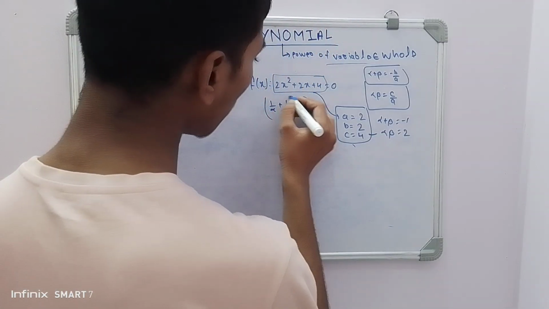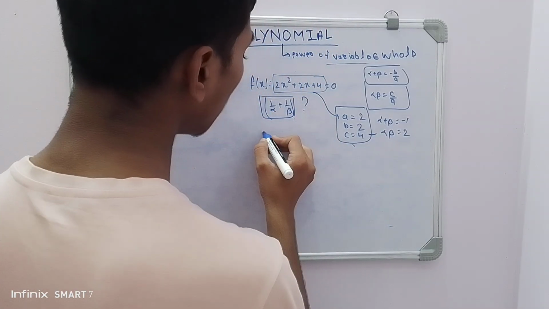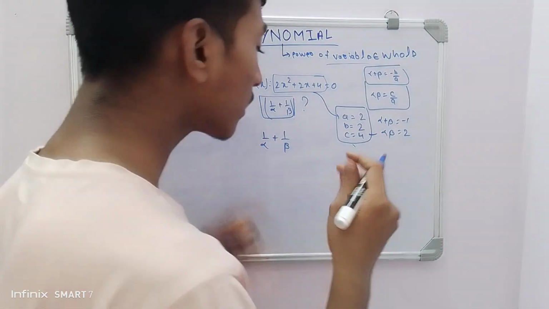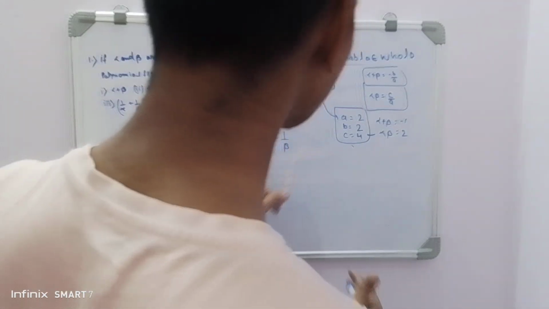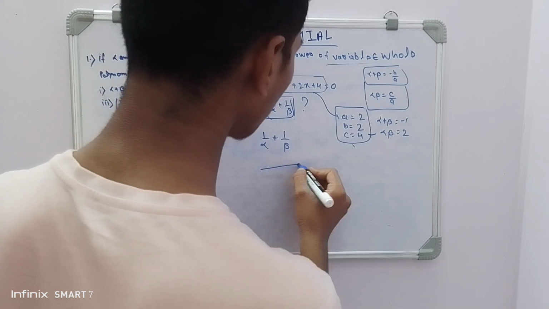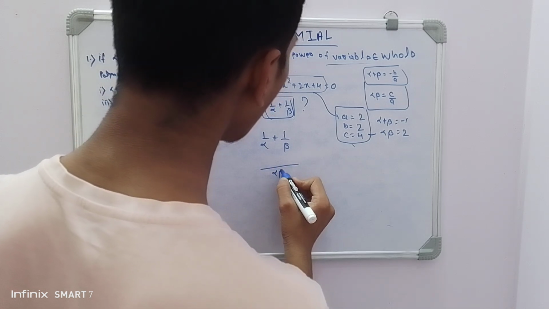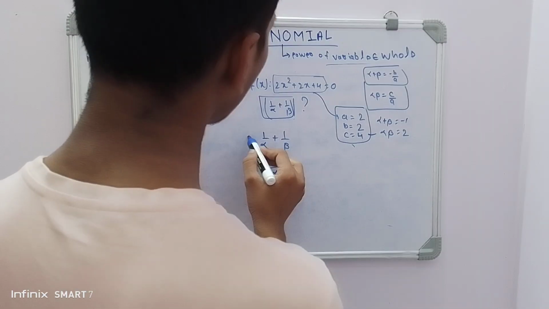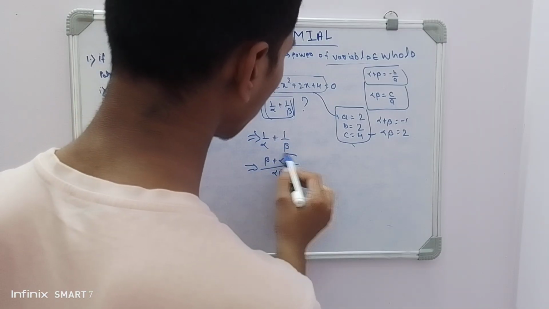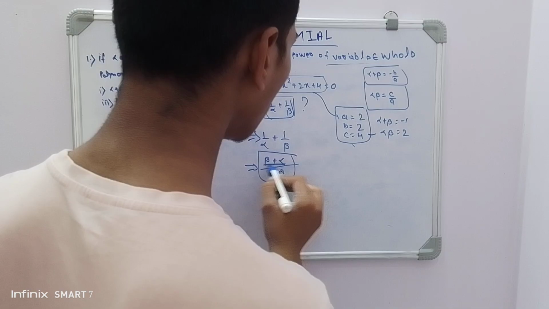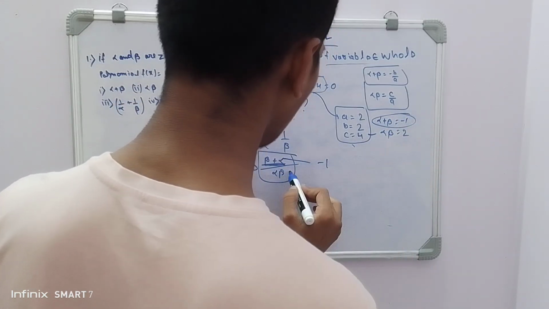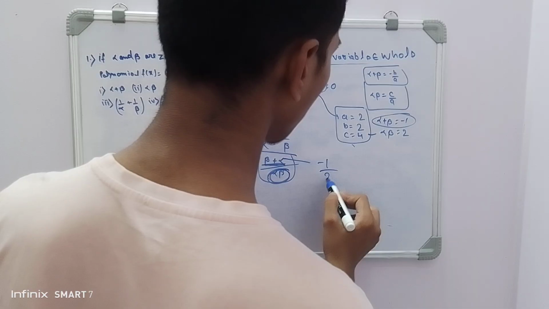Like this problem seems to be very complicated, how to find the value of 1 by alpha plus 1 by beta. But when you take the LCM, you will get your answer, because when you take the LCM, alpha into beta, and here it is going to be beta, and here it is going to be alpha. So this one can be written in this form. And as we know the value of alpha plus beta is minus 1 from here, and also we know that alpha into beta is 2.